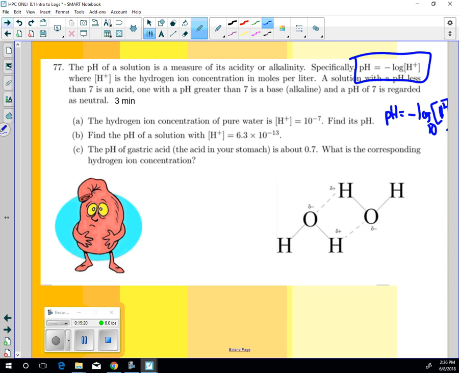So much for the first unit on logs. Good luck with those problems.